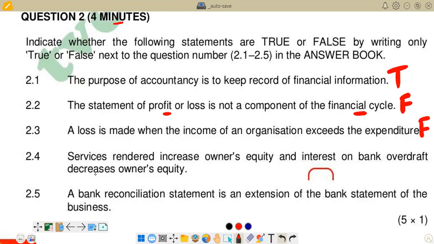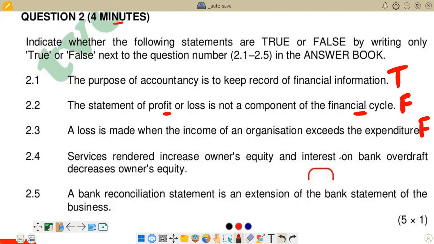Then we've got 2.4, services rendered increases owner's equity, and interest on bank overdraft decreases owner's equity. So services rendered, it means, for example, we have our rent income. This is a part of services that have been rendered by letting out our buildings. So it means our income is going to increase the figure for our net profit, and when net profit increases, it also increases our owner's equity. So what it means is this first part is true.